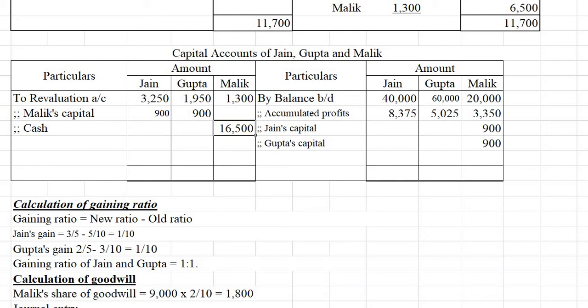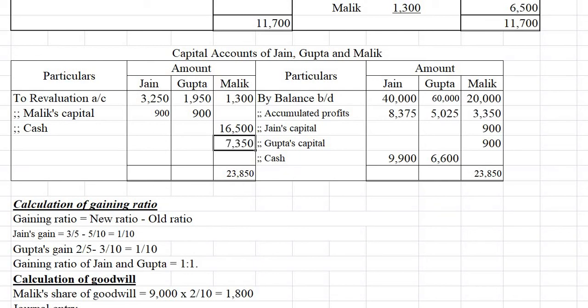In which ratio they are bringing? 3:2. That is their new profit sharing ratio. So in their capital account, we can write by cash. How much? 9,900 and 6,600. So that amount is written. Then we have to find out the balance payable to Malik. So we can total Malik's capital first. Malik's capital credit side is more, 23,850. That will be taken to a debit side and can find out the balance.